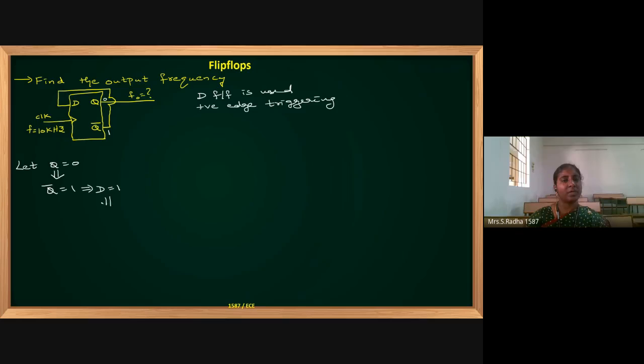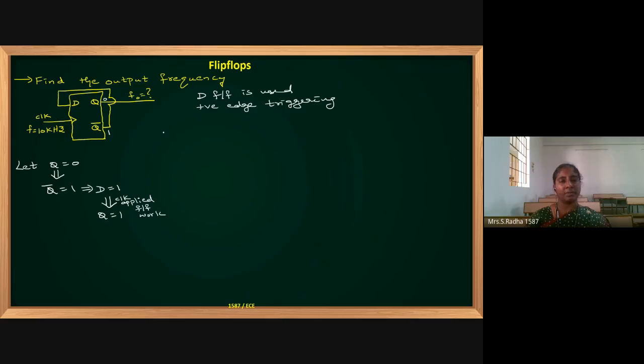From this, what will happen? It is a delay flip-flop, so output will become 1 when clock is applied. When clock is applied, the flip-flop will work and give output, and input D equal to 1 will be carried on to the output. Again, when q equal to 1, q bar will become 0. Q bar you are taking to the input side, so D will take the value of q bar. Q bar is 0 now.